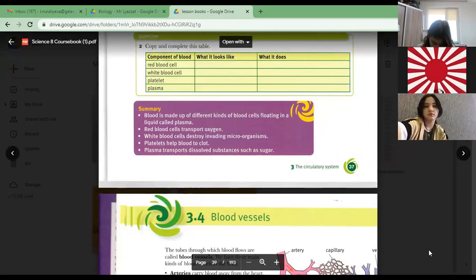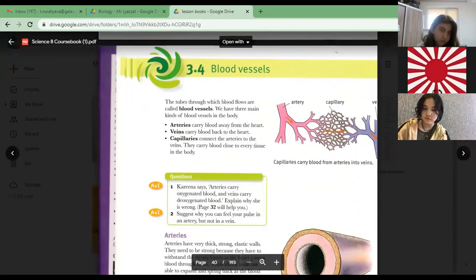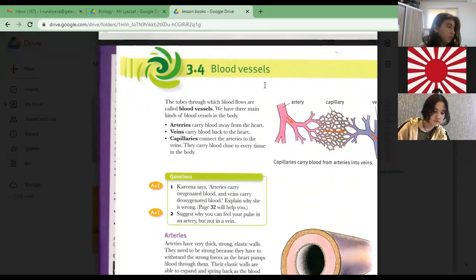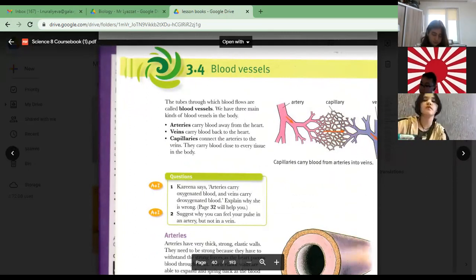Plasma transports dissolved substances such as sugar. Is it clear? It's a function of plasma, one of the functions. Okay, good. So we are moving. Please write in your copybook today's date again, if you didn't write it in the first lesson. And topic 3.4, blood vessels.